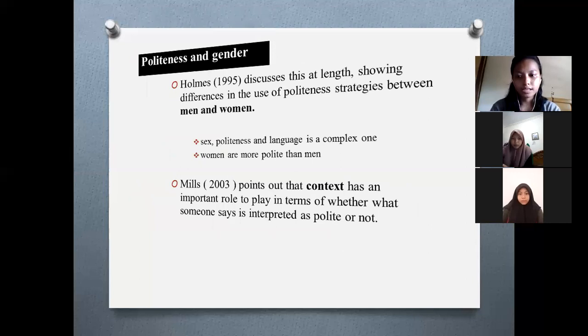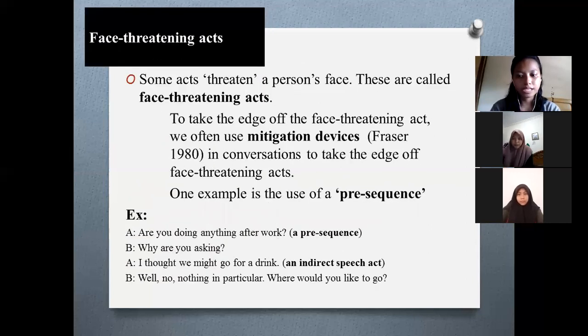The next slide is about face-threatening acts. Some acts threaten a person's face. These are called face-threatening acts. To take the edge off face-threatening acts, we often use mitigation devices in conversation. One example is the use of pre-sequences.